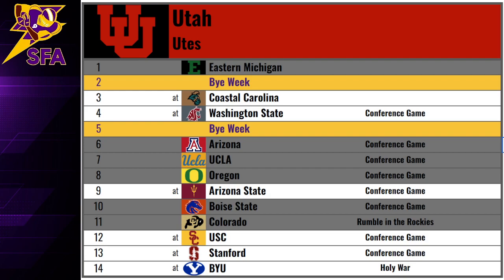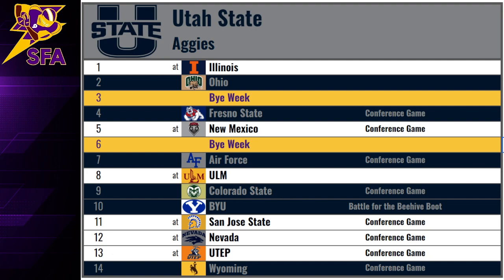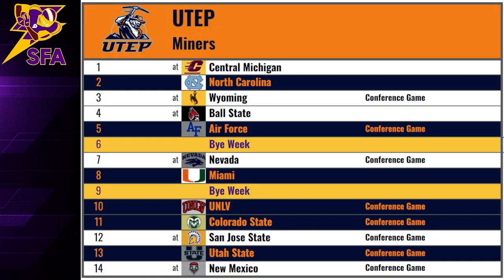All right, and then we got Utah State, who's going to have to face Polly Pugh, the 99 speed running back. Illinois, Ohio, ULM, and BYU. They got a beehive boot, because of course they do. All right, next up is we've got UTEP, Central Michigan. We've got North Carolina, Ball State, and Miami for the non-con.